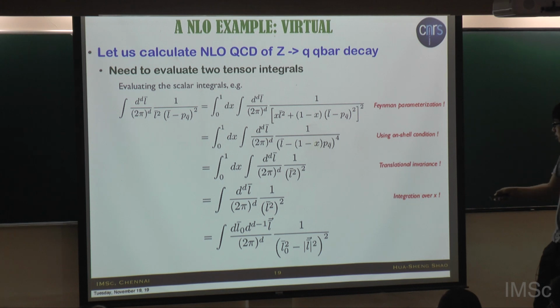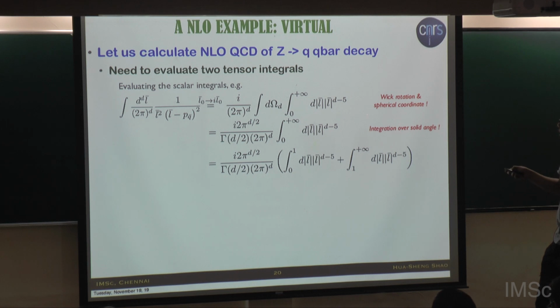Then I can decompose my loop momentum into the time component, the 0 component, and the d-1 space components. Of course, because we are in Minkowski space, the metric is plus for the 0 component and minus for the space components, and I write it out explicitly. Then I do the Wick rotation and go to spherical coordinates, right? Then I come back to this.